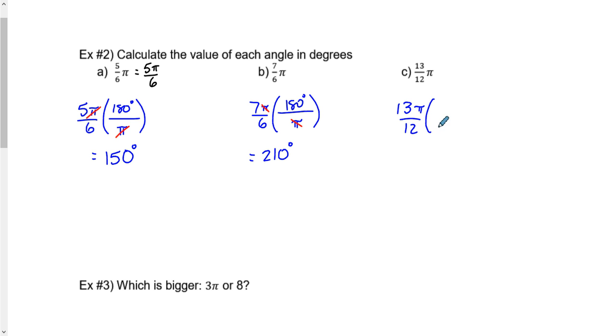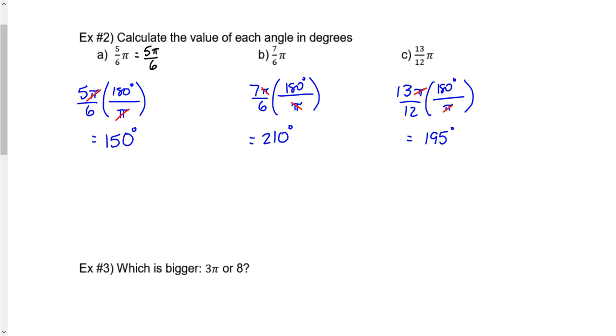13 pi over 12, 180 degrees, pi. So pi's reduce. Let's see, I'm usually used to 6, so we'd have 195. 13 times 180 divided by the 12. Yep. 195 degrees. Fantastic. And that's converting from the radians into degrees.